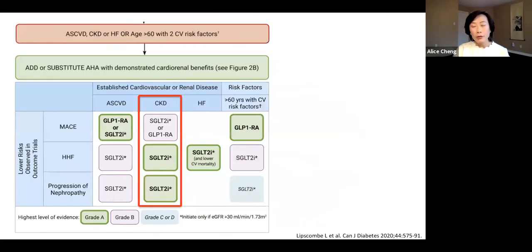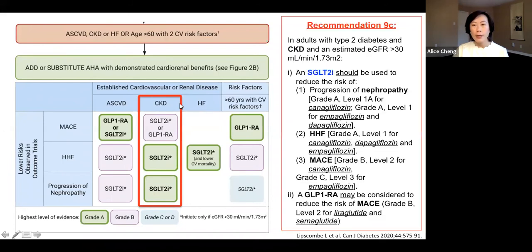And then if we look at our own Diabetes Canada pharmacotherapy chapter update, on the left-hand side of the figure, when we look at the groups of patients where we know exactly what to do, you'll notice CKD is one of those groups of patients. And in a chronic kidney disease patient, it is recommended that an SGLT2 inhibitor should be used in order to reduce the progression of nephropathy, hospitalization for heart failure, as well as major adverse cardiovascular events. So I think the role of SGLT2 inhibitors in these patients is well established and really unquestionable.